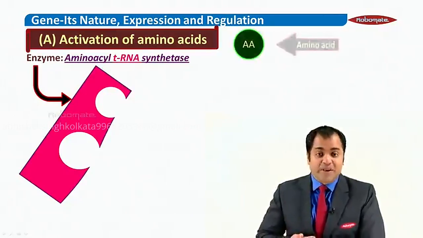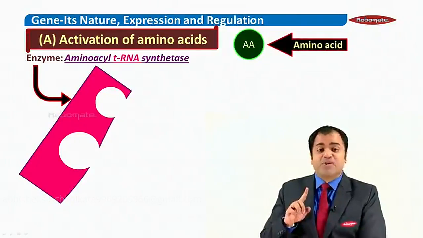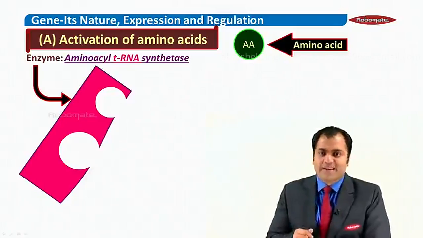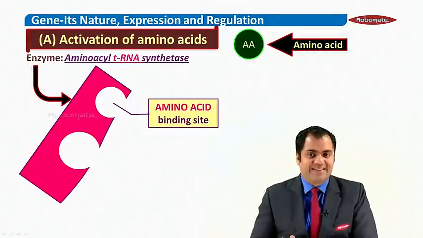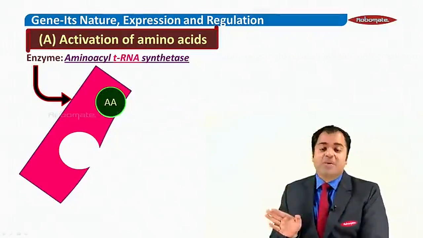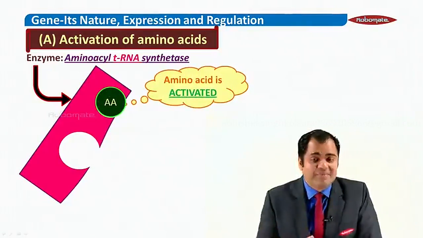So let's bring in the amino acid. What you see up there is an amino acid. And now let's put this amino acid on the enzyme. Where will you put it? You guessed it, on that site which is called the amino acid binding site. Shall we do it? There you go. We just added the amino acid on the enzyme and we got the activated amino acid.